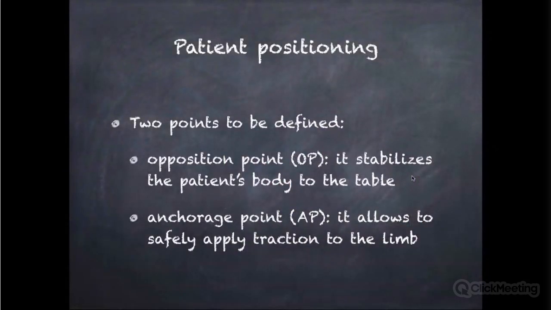So we need to define 2 points for the patient. The opposition point, where we are going to apply the belts that are needed to stabilize the patient body to the table, because otherwise I'm just sliding the patient off the table if it's not stabilized. And the anchorage point, where I'm going to apply the traction without damaging the patient. Okay, these are the two basic points.